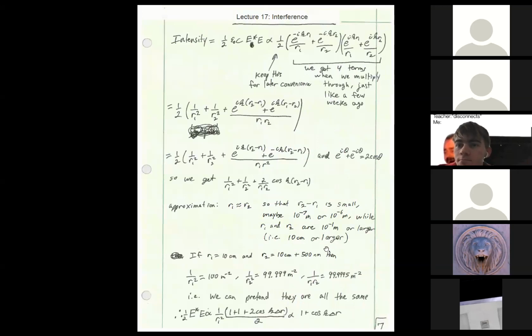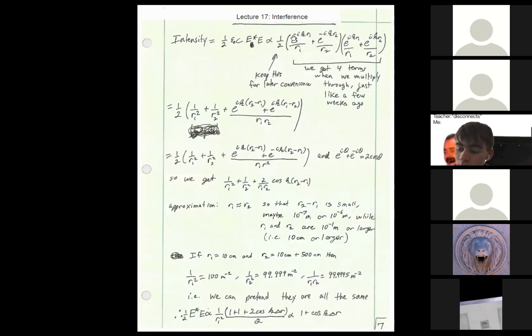So the intensity is proportional to 1/2 E star E. So here's the complex conjugate of E. Here's E. We multiply them together and we're going to get 4 terms. 2 of them are simple because we take this and multiply it by its complex conjugate. And we take this and multiply it by its complex conjugate. And those just give us these 2 terms.